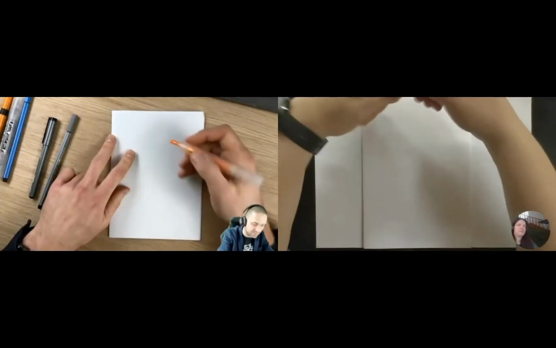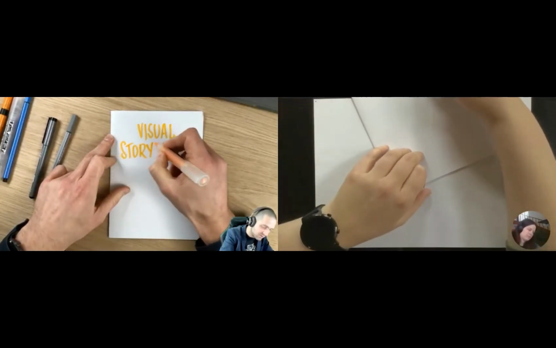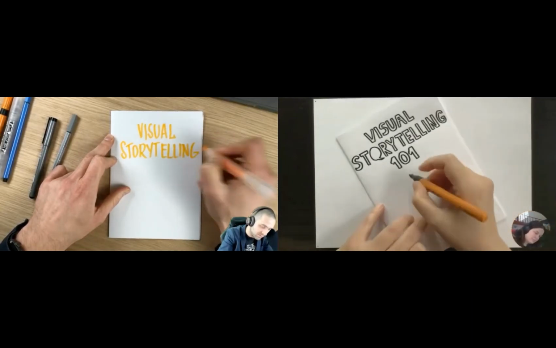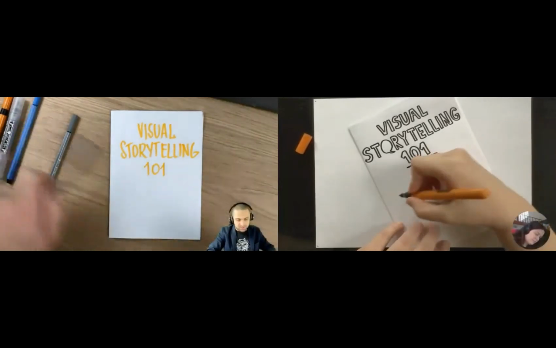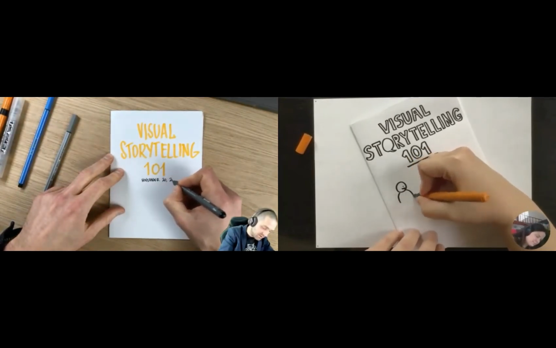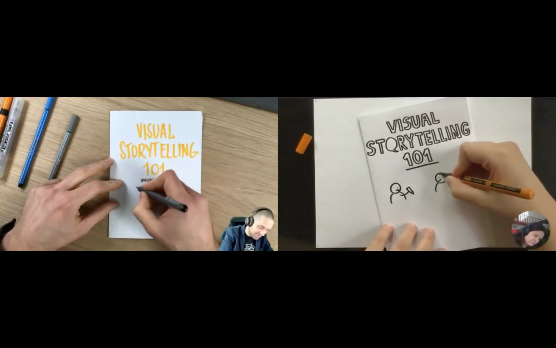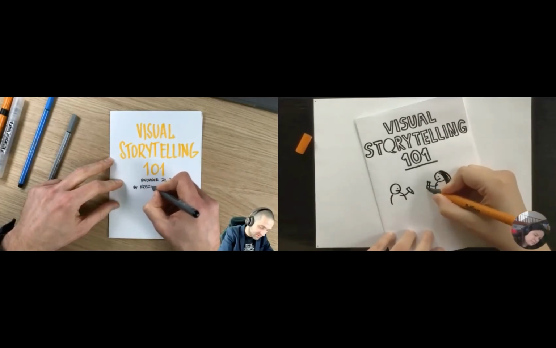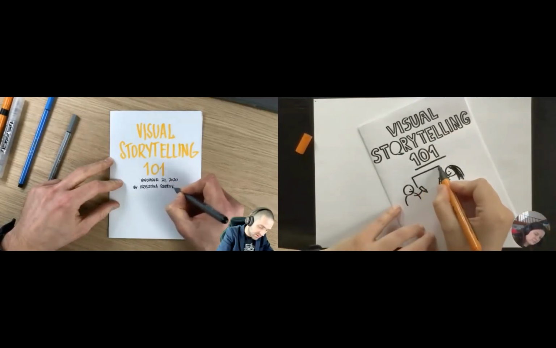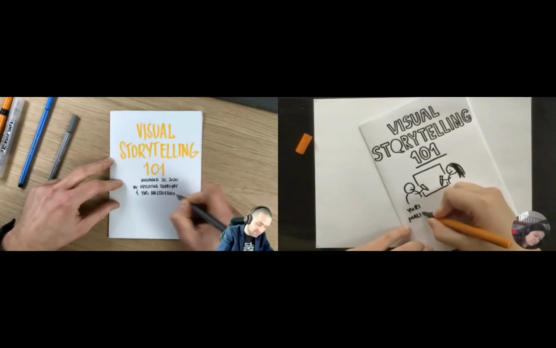And the first thing we do is give it a name so we don't forget what it was about. So let's write down Visual Storytelling 101. It's November 20th, and the year is 2020, the second year of COVID, as the historians will put it later. And it's by Christina Serovai and Yuri Malyshenko. That's myself.